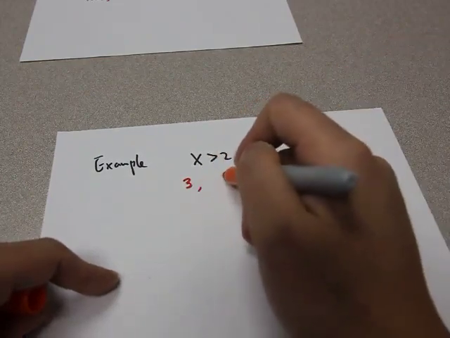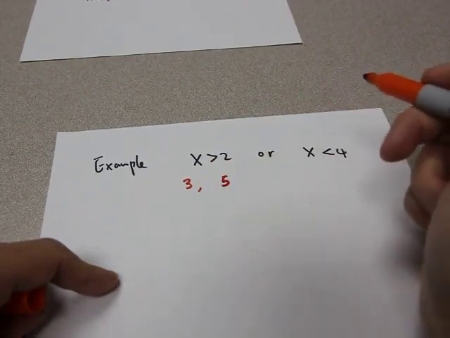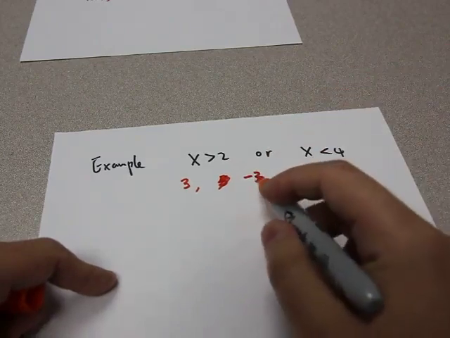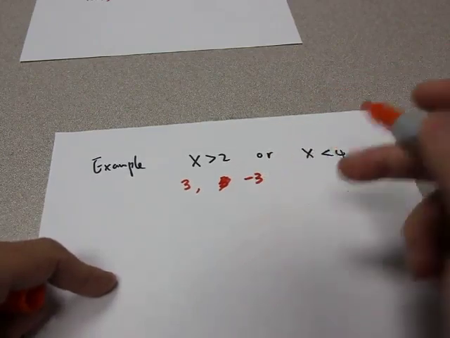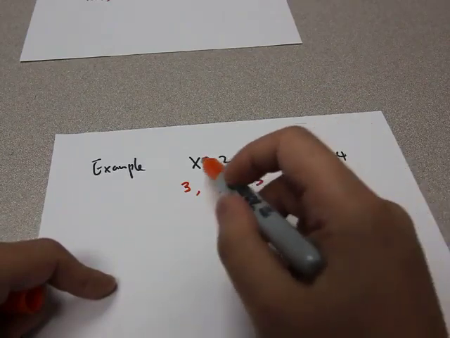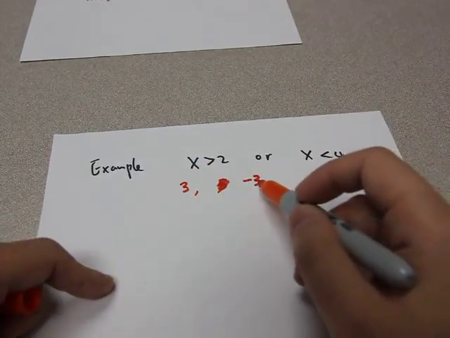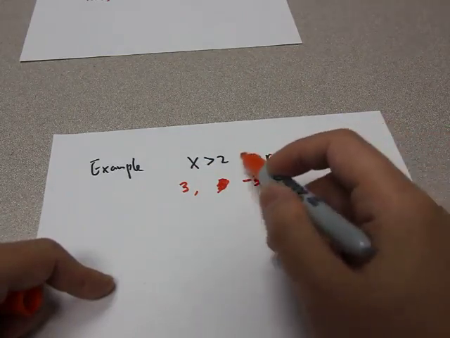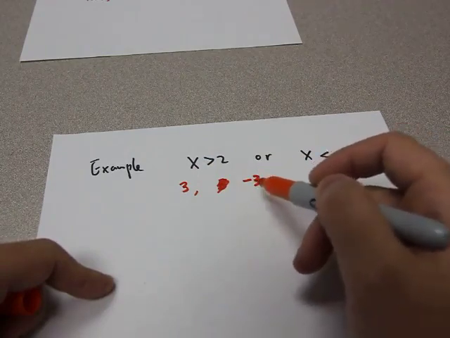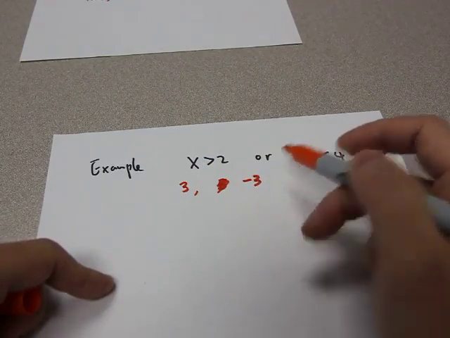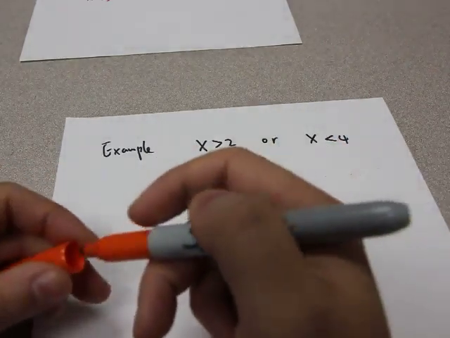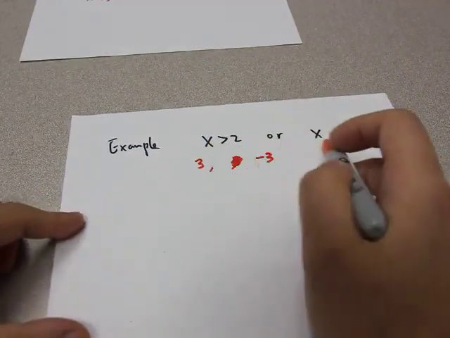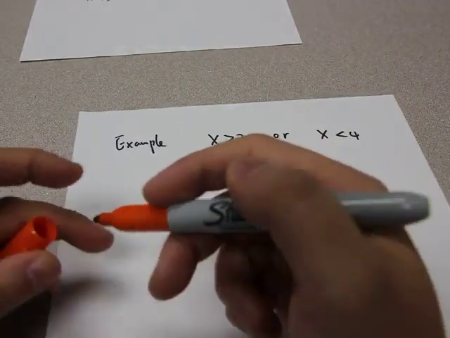So 3 is a solution. What about -3? Is -3 also one of the solutions? Okay, even though -3 is not greater than 2, it is less than 4, and since in this compound inequality we are using "or", -3 is also one of the solutions. Now, in general, how can we find the answer? How can we graph the solution to these compound inequalities?